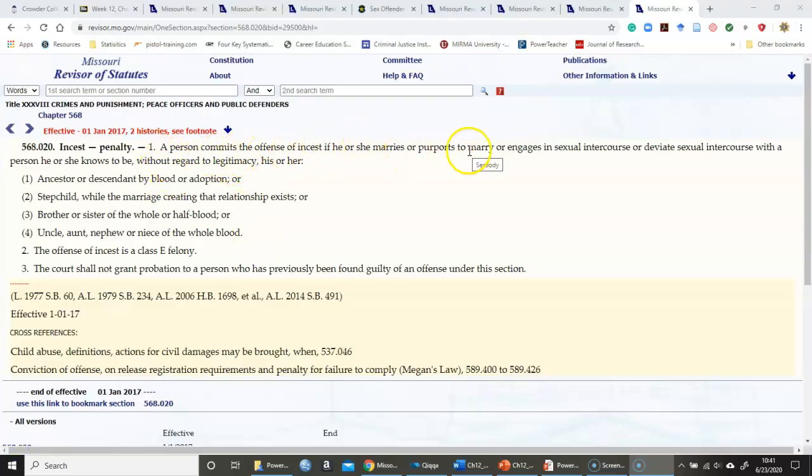he or she marries or purports to marry or engages in sexual intercourse or deviant sexual intercourse with a person he or she knows, so we actually have to have a culpable state of knowingly, to be without regard to the dignity of his or her ancestor or descendant by blood or adoption, stepchild while the marriage creating the relationship exists, brother or sister of the whole or half blood, uncle, aunt, nephew, or niece of the whole blood, and then it's a Class E felony.